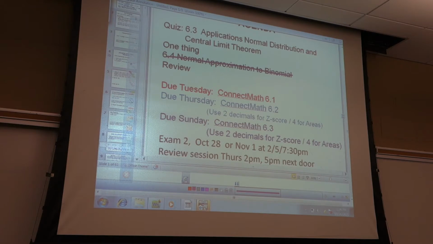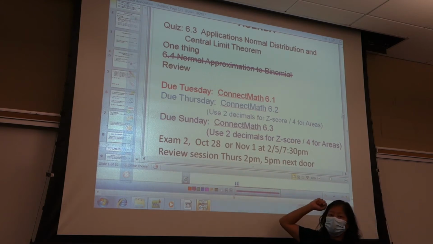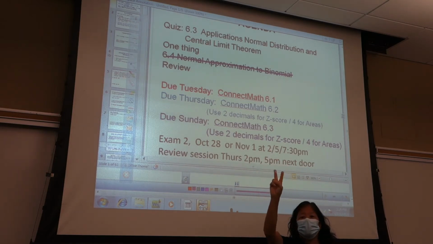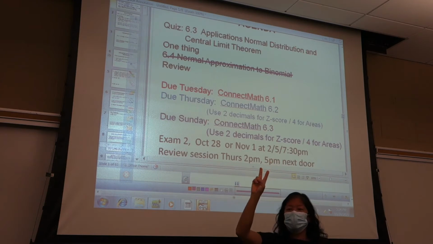Tuesday, today, you have Connect Math 6.1 due. Thursday, you have Connect Math 6.2 due. I would strongly recommend, if you're taking the exam on Thursday, that you do this before the exam. Get as much of 6.2 done as you can. Also, don't forget, for 6.2 and 6.3, use 2 decimal places for your z-scores. If you round to 3 decimal places, you will not get the right answer.